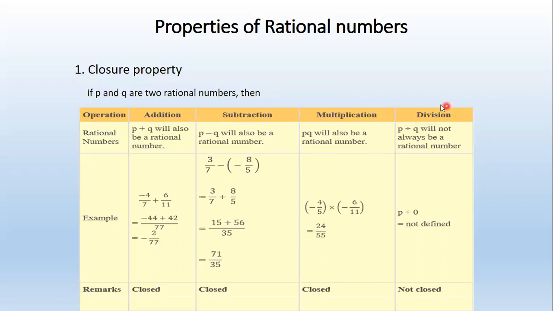Next, we'll see division. For some cases, division will be true, but when the denominator is 0, as I said in the last class, we cannot define it. It cannot be a rational number. So division with 0 cannot be defined. So, we can say that closure property is not true for division.